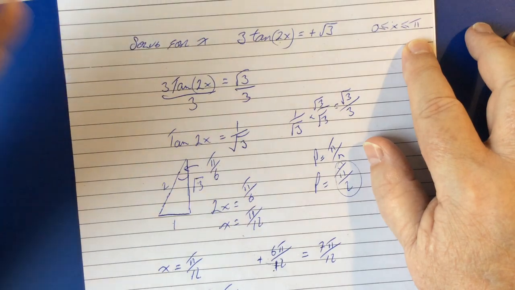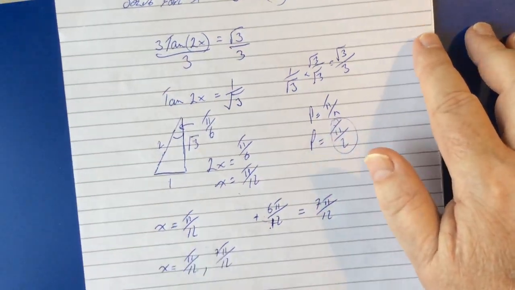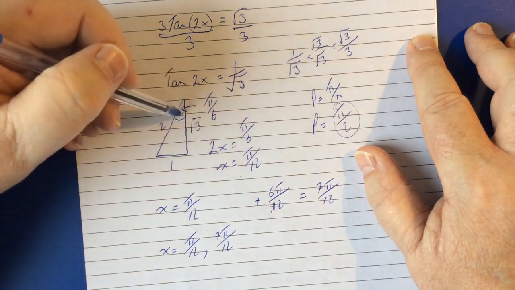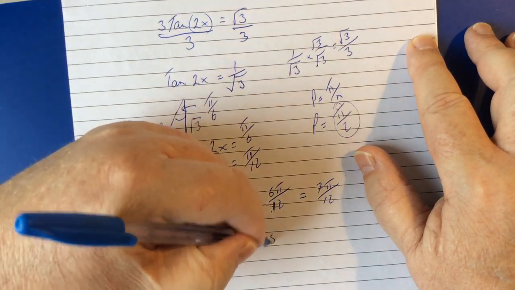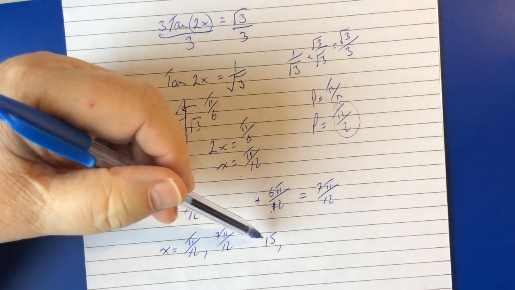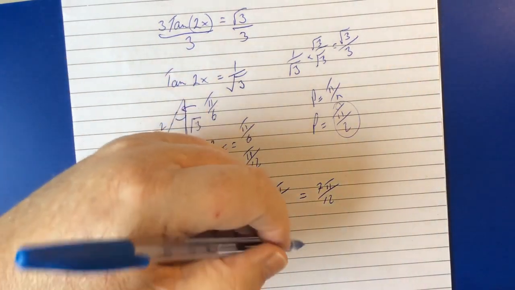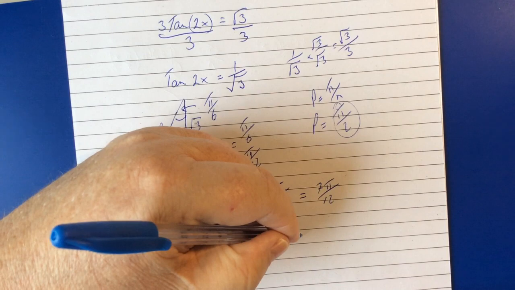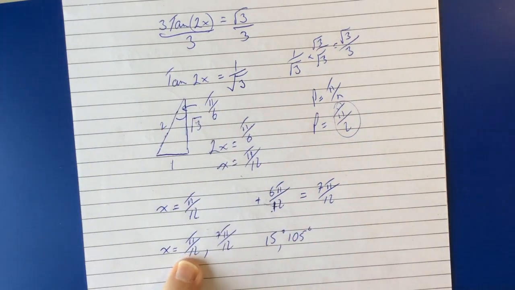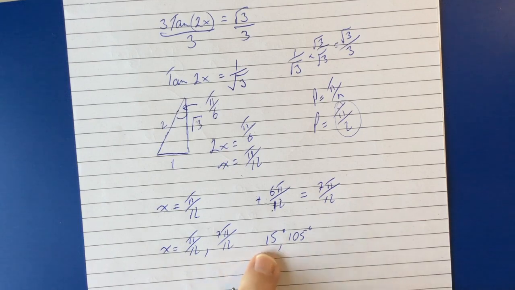Now, if you want to translate those into degrees, this is 30 degrees up here, so this is 15 degrees. 15 degrees and half pi is 90 degrees. So the two answers are x is equal to pi on 12, 7 pi on 12, or 15 and 105 degrees. Those are our answers, and that is how you do that.